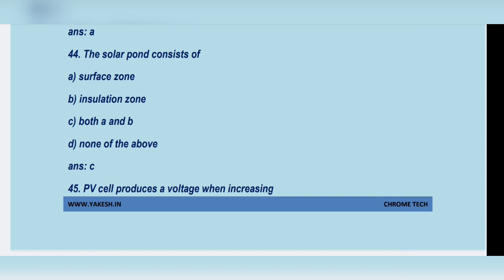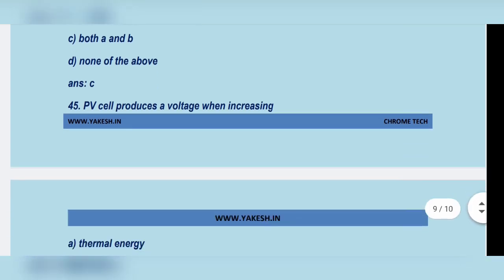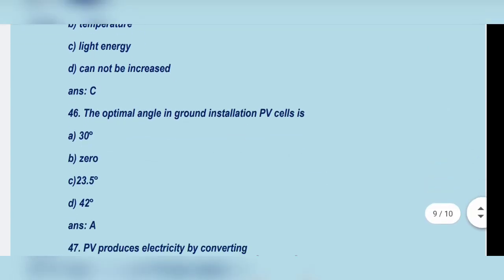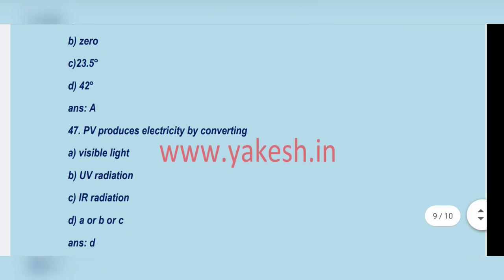The solar panel consists of option C, both A and B, surface zone, insulation zone. PV cell produces a voltage when increasing. Option C is the correct answer, light energy. The optimal angle in ground installation PV cell is option A, 30 degree.